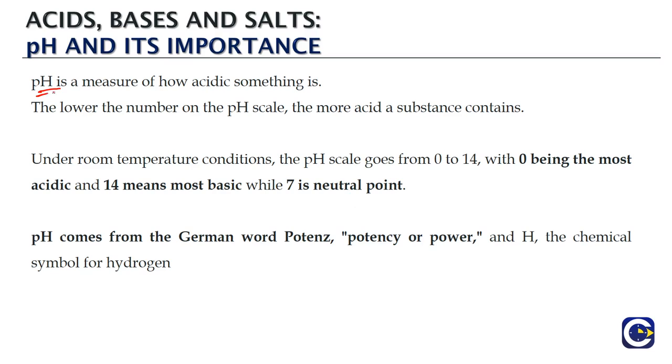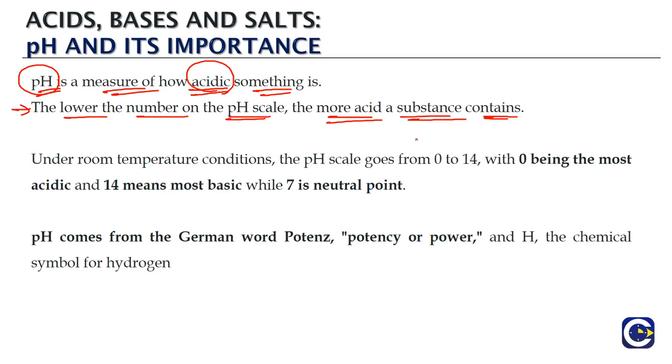Now pH is nothing but it's a measure of how strong something is, or how strong acidic. So whenever a particular substance is given to us, it may be acidic, it may be basic, it may be neutral. So how acidic is that particular substance, we will be able to understand by using this property or parameter called as pH. We'll discuss more about how do we measure this pH value, but just to give you a perspective of how do we identify the substance, lower the number on the pH scale, the more acidic the substance is.